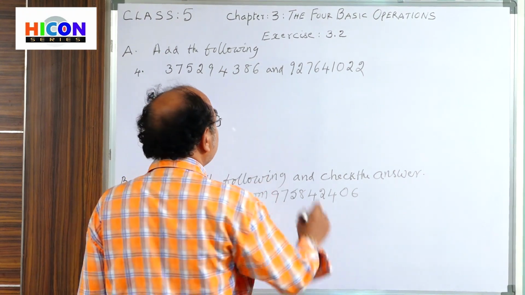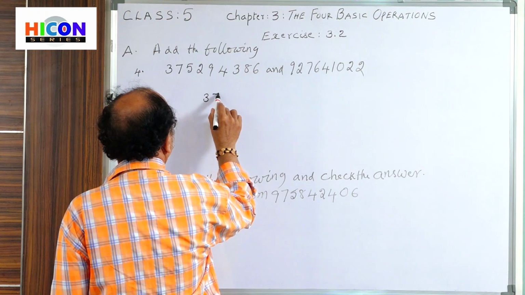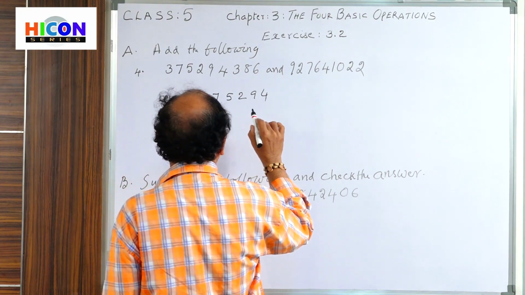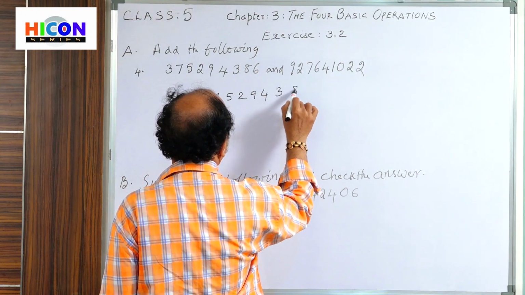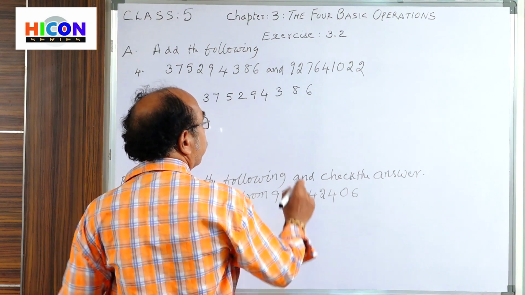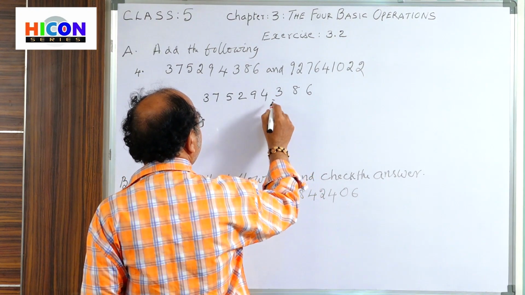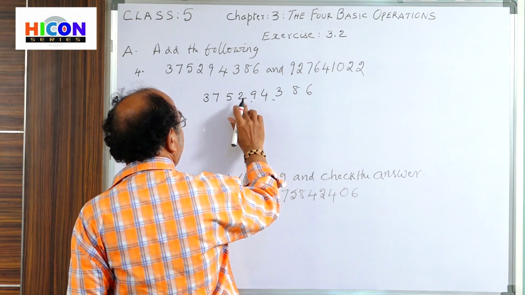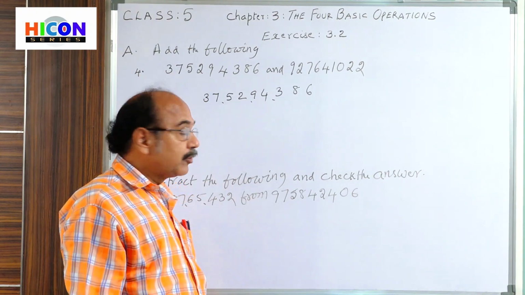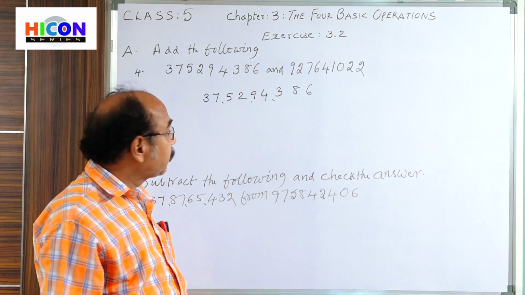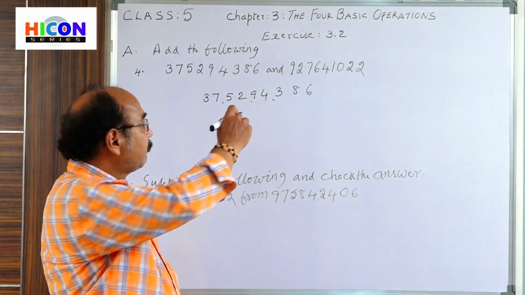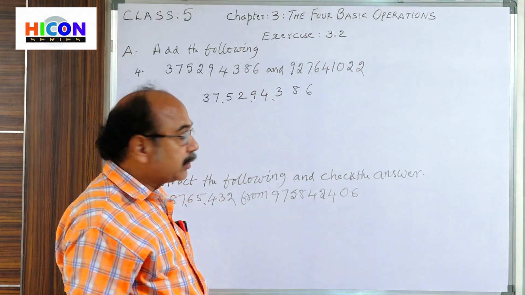According to the place. So, write here 375294386. Units, tens, hundreds, comma, thousands, 10,000, comma, lakhs, 10 lakhs, comma, crores, 10 crores. What is this number? 37 crores, 52 lakhs, 94,386.